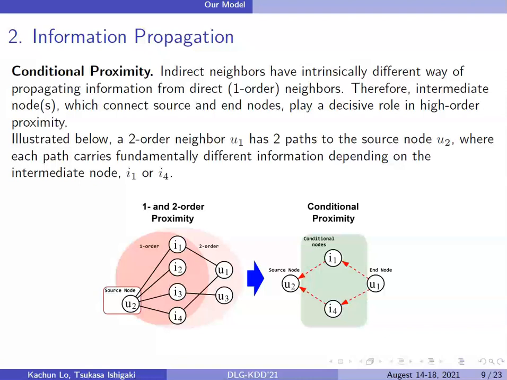Indirect neighbors have intrinsically different ways of propagating information from direct, which is one-order, neighbors. Therefore, intermediate nodes which connect the source and the end nodes play a decisive role in high-order proximity. Illustrated below, a two-order neighbor, user 1, has two paths to the source node U2, where each path carries fundamentally different information depending on exactly the intermediate node I1 and I4.